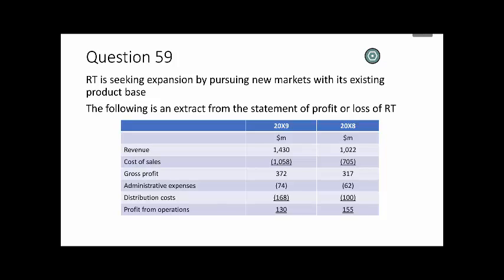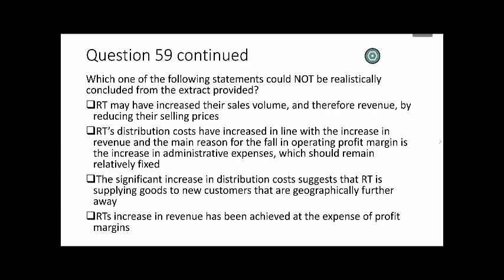Question 59 is another style of investment appraisal effectively, but this time just looking at expansion within the same business by entering into new markets with some existing products. So what we've been given here is an extract from the statement of profit or loss from this business for 20X8 to 20X9. In terms of what the question is actually asking us to do, they want us to identify which one of the following statements could not be realistically concluded from the extracts that have been provided.